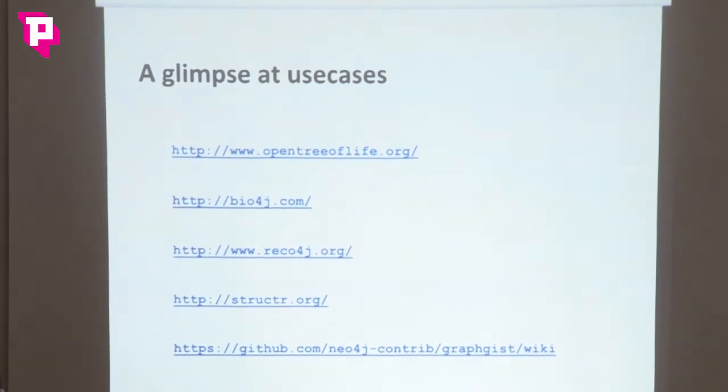Reco4j is a solution built upon Neo4j to have a recommendation engine. Structr is very nice, it's a CMS built on a graph, so you just use a graph to link the documents, etc. And one very nice contest actually is a Neo4j new technology.